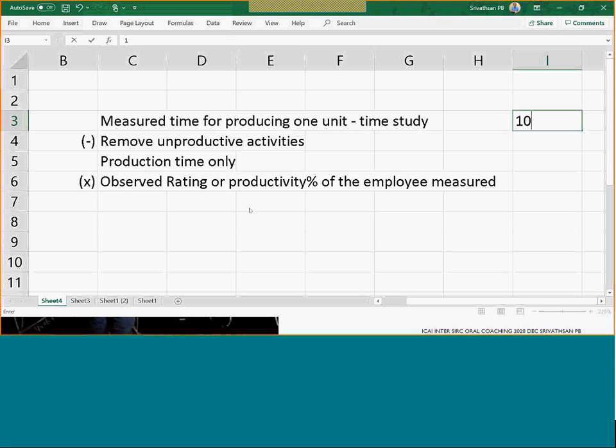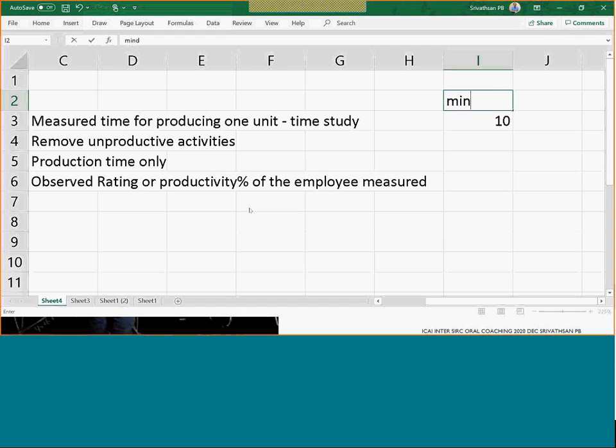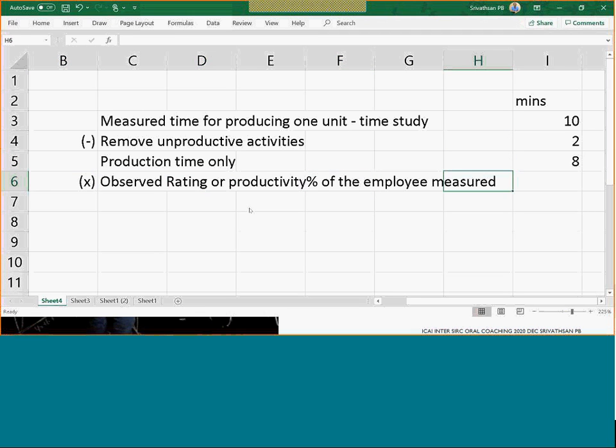Say 10 minutes, 2 minutes break. So production time is 8 minutes. And rating 120%. I'm a very fast employee, I'm working at 120%. How long will everyone take? It will be on average 6 minutes and not 8 minutes. 8 minutes is what I take because I'm very fast and very experienced. Not everyone can do it.